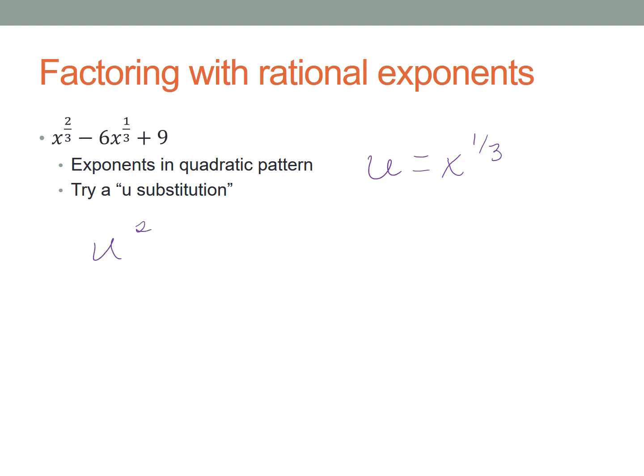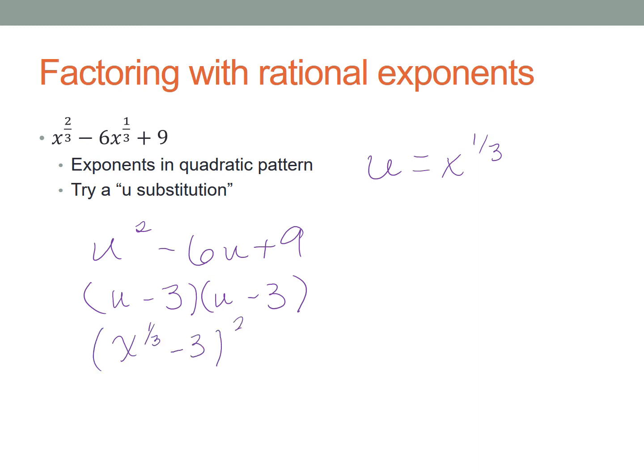So we have u squared minus 6u plus 9. And then that's really easy to factor. Oh, I meant to put a u in there. And then we just substitute back what we said u was equal to. I noticed that both of those are the same, so I'm just going to write it once and square it. And that's all you need to do. Don't redistribute that. Don't FOIL it. You're done.